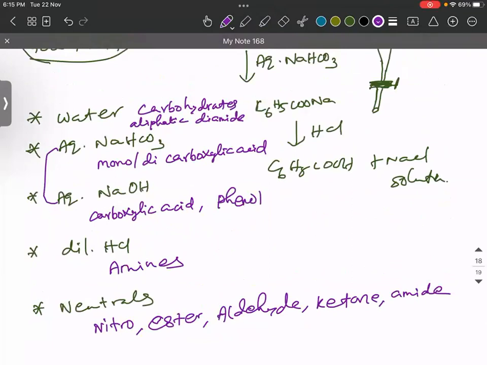And then chromatography. Chromatography is a beautiful technique. Chroma means color. By using two principles, you can separate compounds. One is adsorption chromatography, another one is partition chromatography. So what is adsorption, what is partition, that we have to learn.